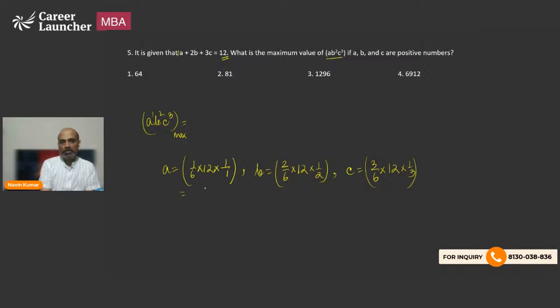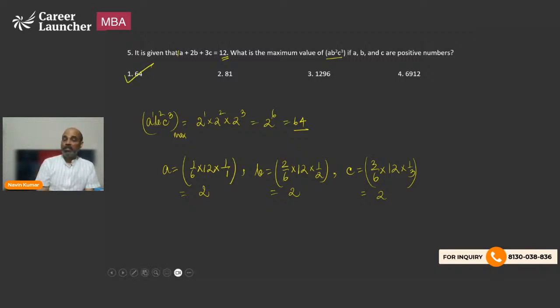If we solve this, the value of A turns out to be 2, the value of B also turns out to be 2, the value of C also turns out to be 2. So A is 2, B is also 2, and C is also 2. So this is nothing but 2 to the power 6, which results in 64.